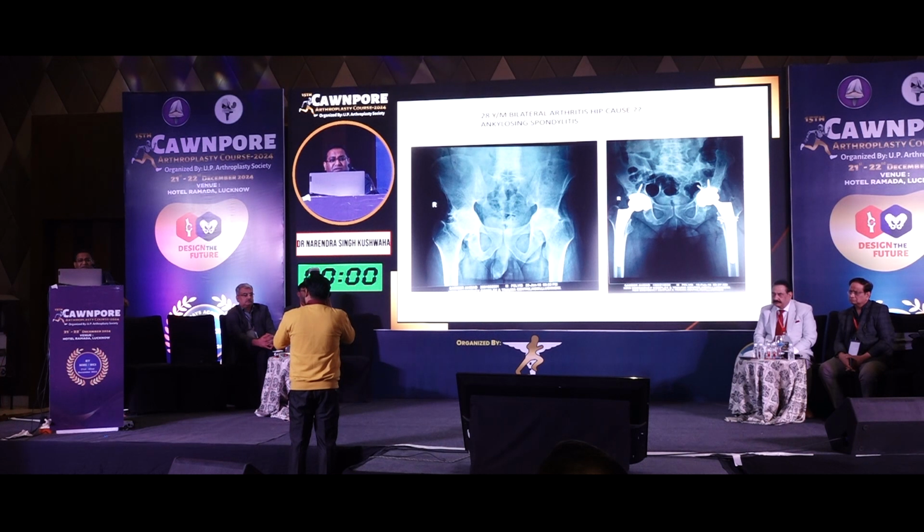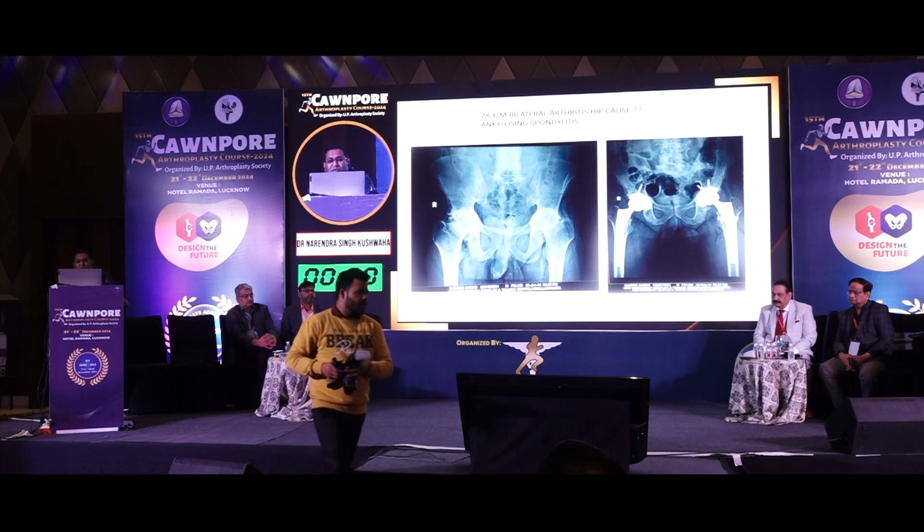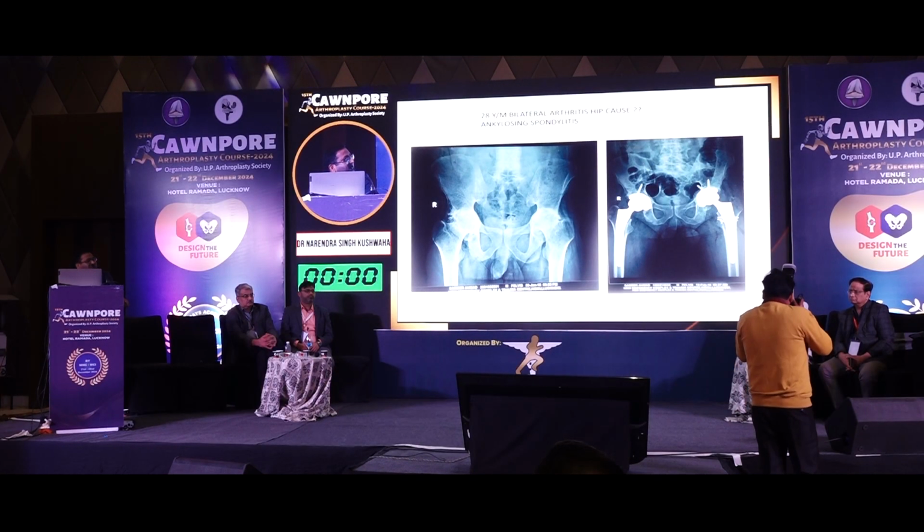Another case, a 28-year-old with ankylosing spondylitis, bilateral hip. During the left side, a calcar fracture occurred, that was managed perioperatively by double loop cerclage wire.